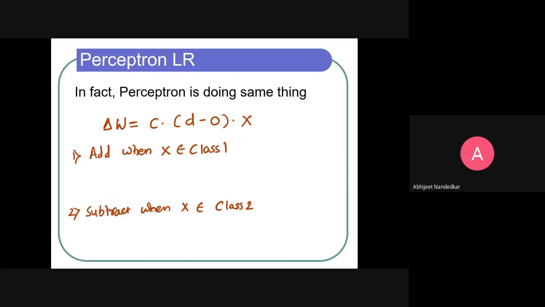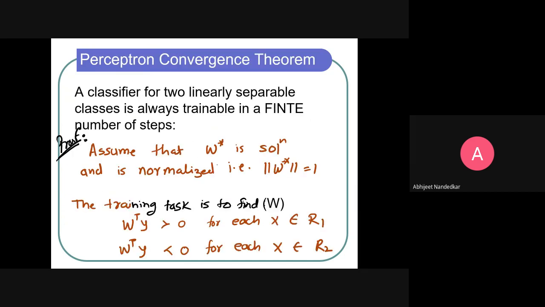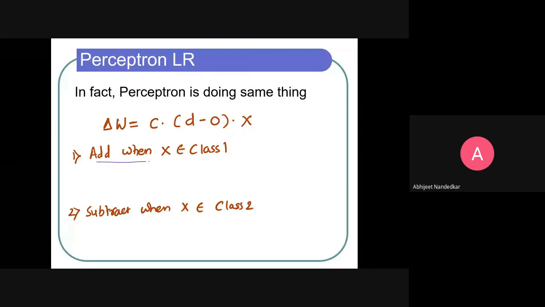So as a revision, you can see, in fact, Perceptron is doing the same thing. Change in weight is c into d minus o into x. So you will add when x belongs to class 1 and your answer is negative. If x belongs to class 1 and your answer is positive, what you will do? You will do nothing, because this is already trained. So desired response is +1 and your output is also +1. So what will happen? Automatically this will be 0. Okay, so there won't be any change in weight.